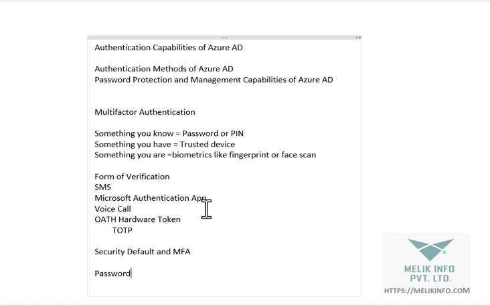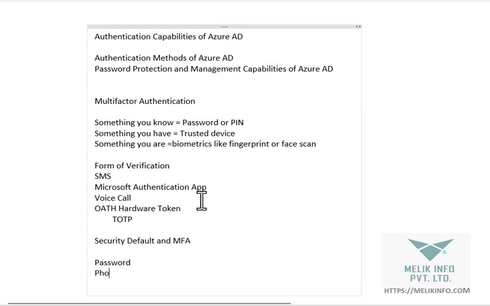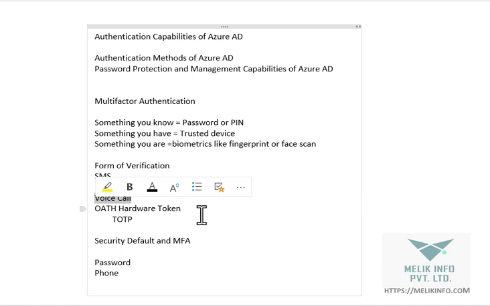Now, we can use some other security features available in Azure AD as a replacement for passwords. We can use some security authentication mechanisms. We can use our phone as an additional means of authentication. You can configure it for SMS or you can configure it to get a call. So you can configure your phone either to get a phone call or a text message.